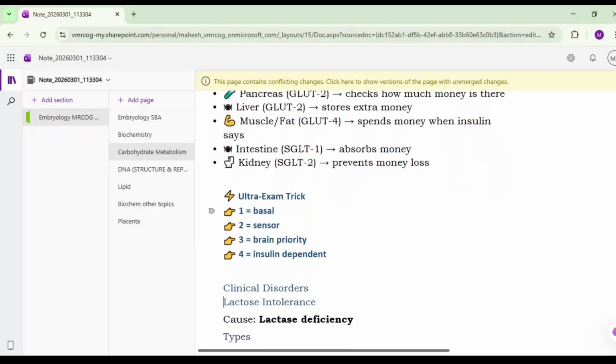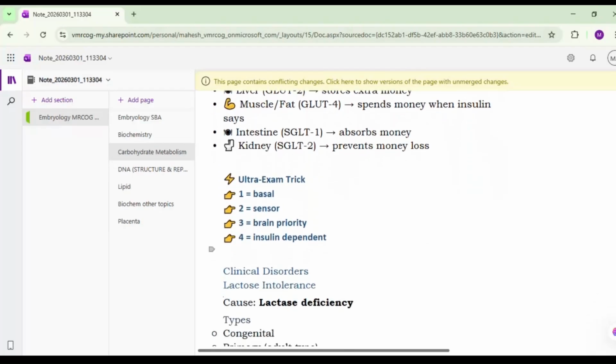So remember, in this particular way, you will be able to remember all the transporters. GLUT1 is basal, GLUT2 is a sensor, that is liver and pancreas. Then GLUT3 is brain priority, and GLUT4 is insulin dependent, in muscle and adipose tissue.